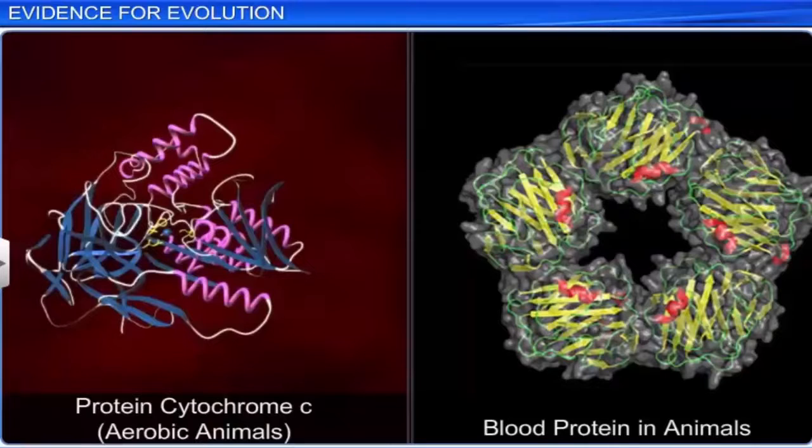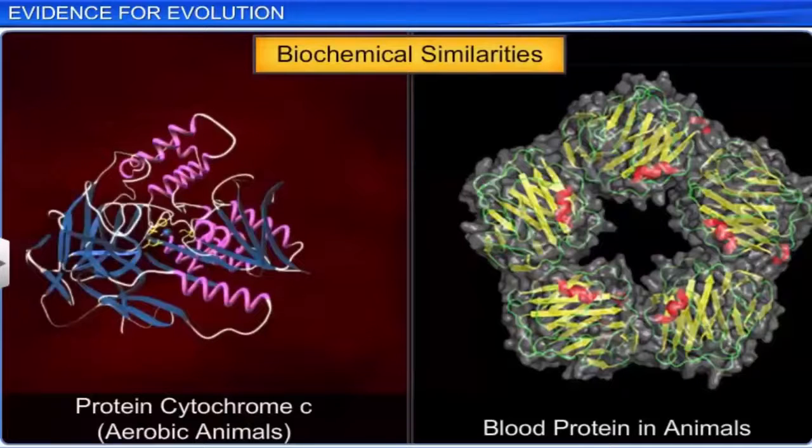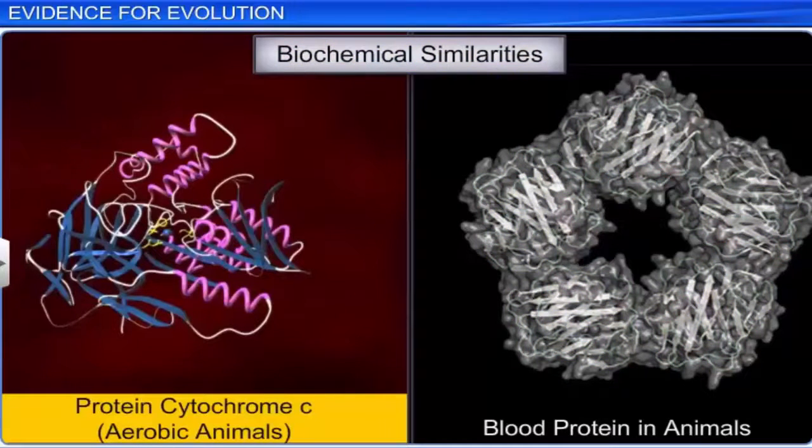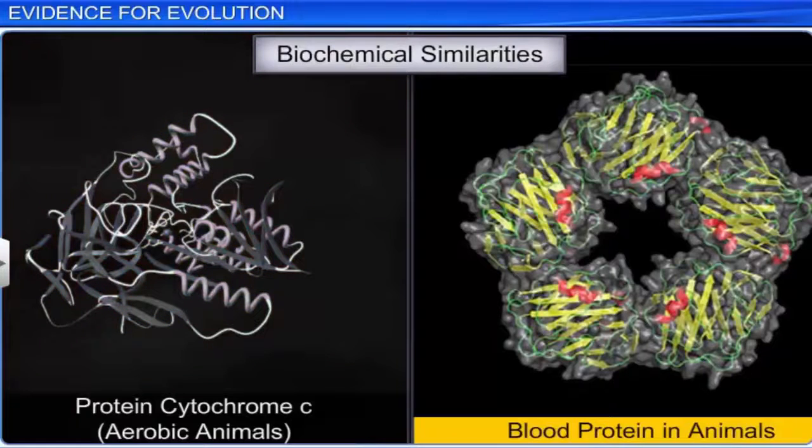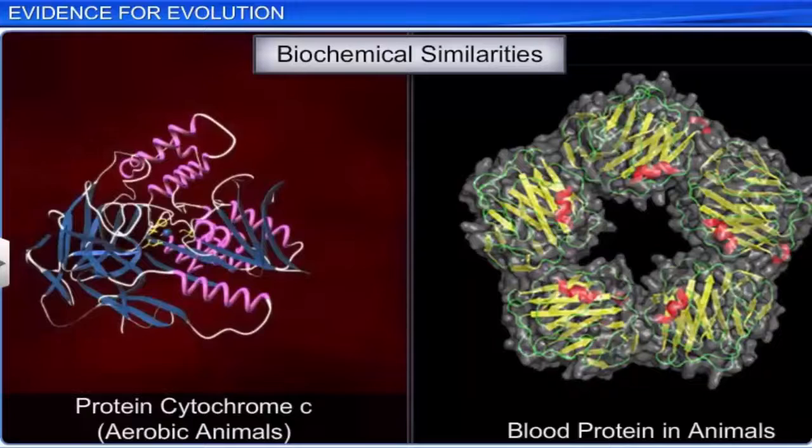In the same way, biochemical similarities also point to a common ancestry. For example, similarities in a protein called cytochrome C in all aerobic organisms and blood proteins in animals provide evidence that these organisms have descended from a common ancestor.